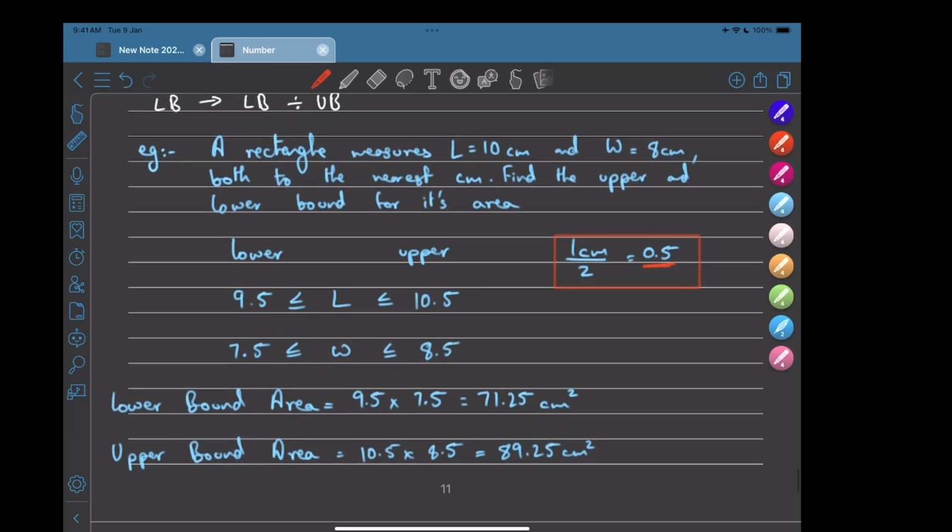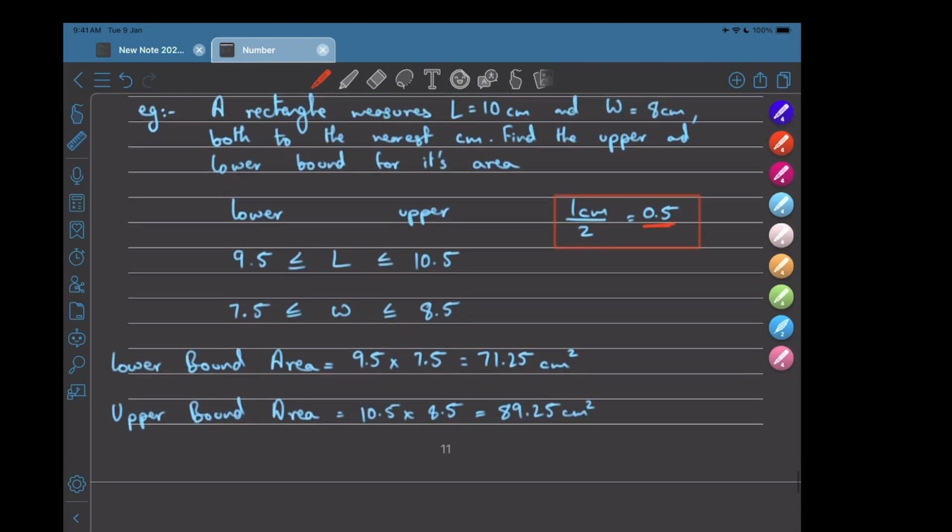Now for me to find the upper and lower bound, I just need to subtract 0.5 for finding the lower bound, and add 0.5 to find the upper bound. And sometimes you will also get questions where they will give you 2 different degrees of accuracy for 2 different values. That is also a possibility. So don't get scared. Those are also the kind of questions that come.